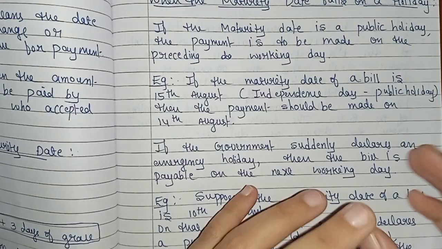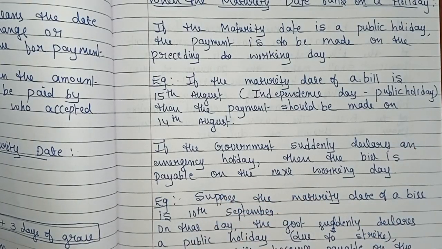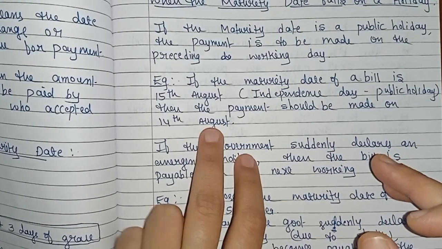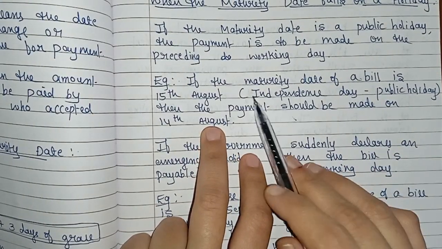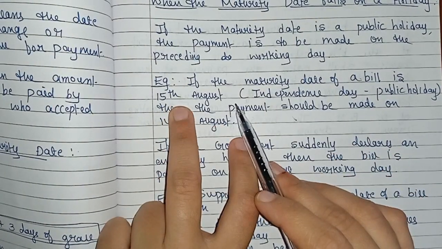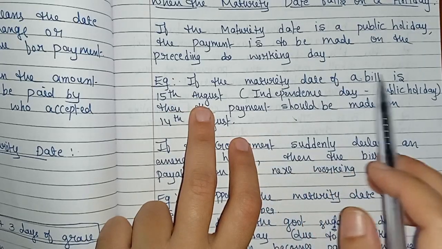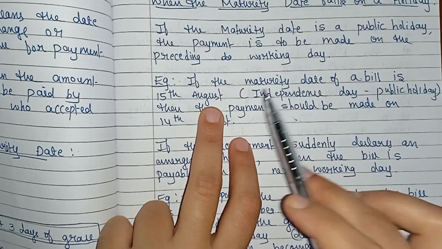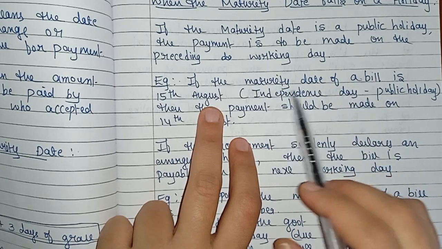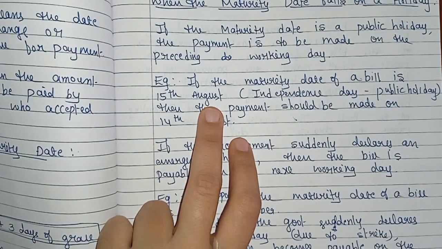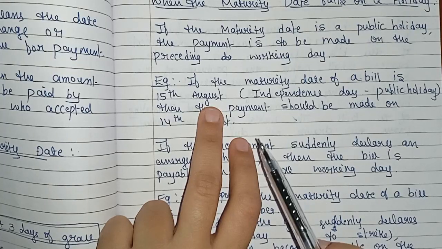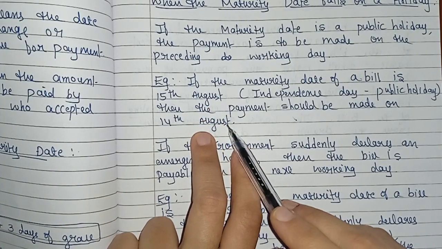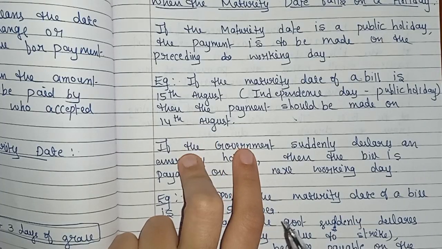If the maturity date is a public holiday, the payment is to be made on the preceding working day. That is on 14th August in our example. Because the maturity date of the bill is 15th August, which is the due date plus 3 days of grace, but that day is Independence Day, a public holiday. So, according to the rule, payment is made on the preceding working day, that is on 14th August.